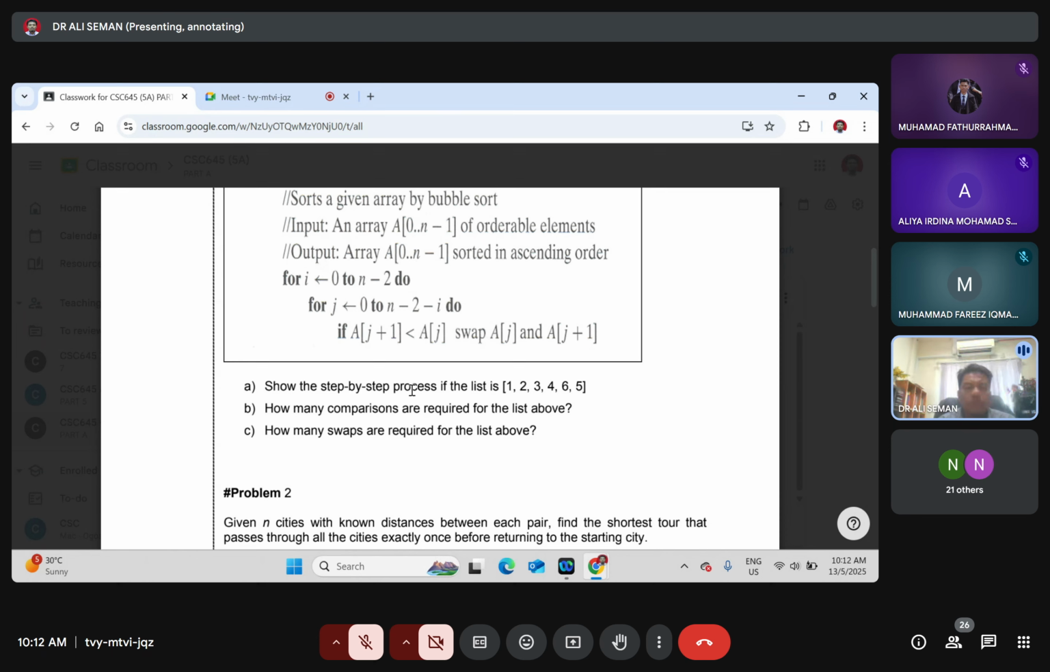B, after doing the tracing for question A, you have to calculate how many comparisons are required for the list above, because as we know, for sorting, the basic operation is comparison. We need to do pairwise comparison, and finally we need to do the swap if it is true. So you have to count how many comparisons are required for the list above. And number three, or C, how many swaps are required for the list above. Basically, maybe the same, because when it's true, we swap.